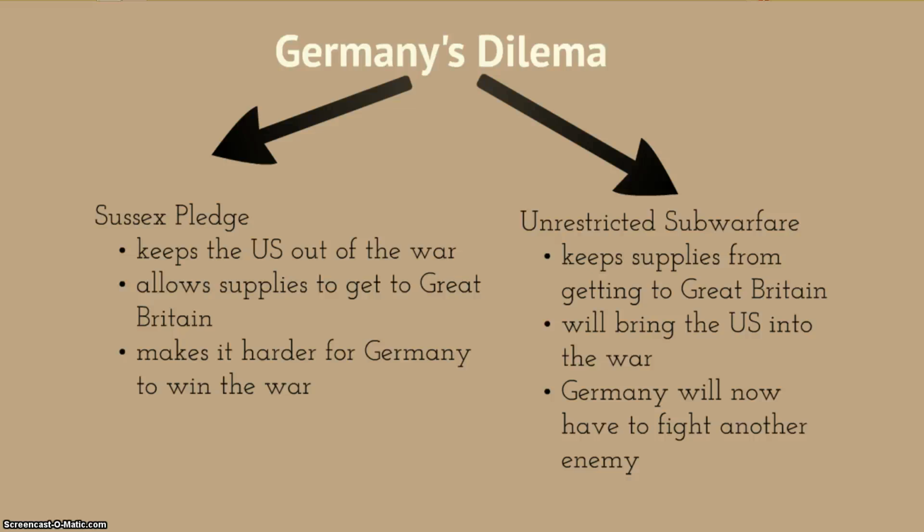So again, here's Germany's dilemma. They wanted to keep the United States out, but if they wanted to keep them out of the war, they had to allow supplies to get to Great Britain, and that's going to make it harder for them to win the war. If they practice a policy like unrestricted submarine warfare, this would prevent supplies from getting to Britain. Maybe Britain would stop the blockade on Germany, but at the same time, they know this will bring the United States into the war, and Britain will now have to fight another enemy.